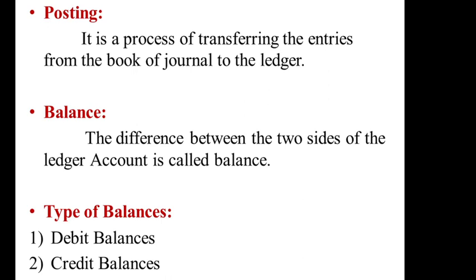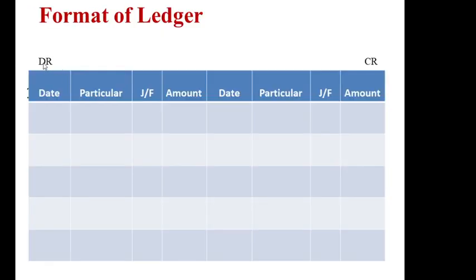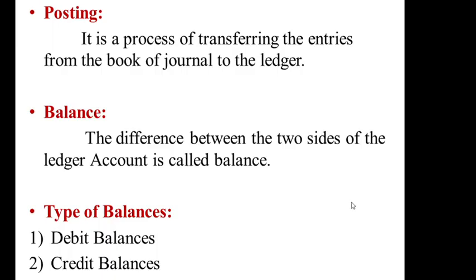Next, what is the balance? Balance is the difference between the two sides of a ledger account. After totalling the debit side and the credit side, if one side is more than the other, the difference is nothing but the balance. There are two types of balances: debit balances and credit balances.